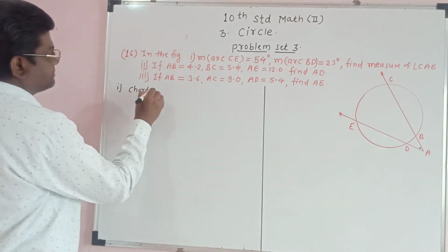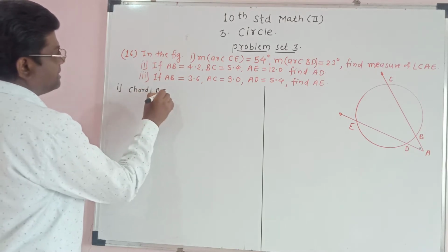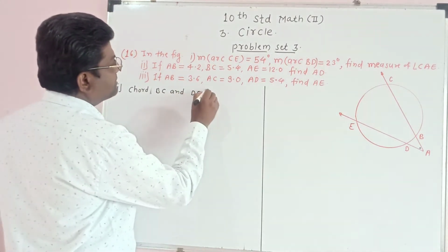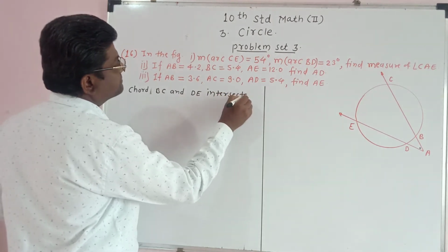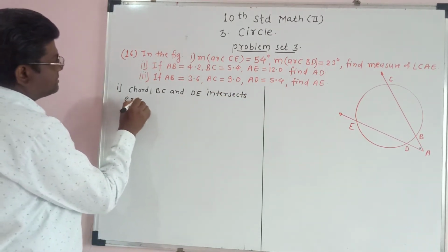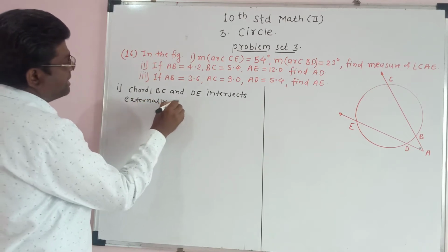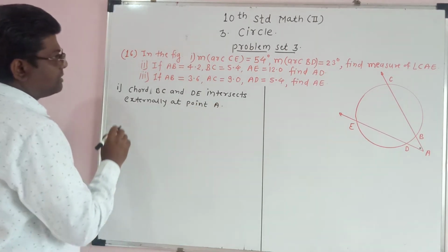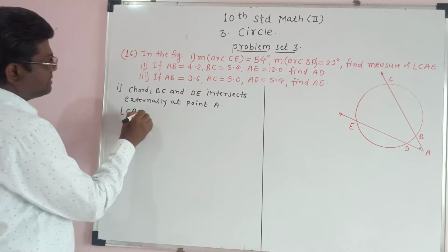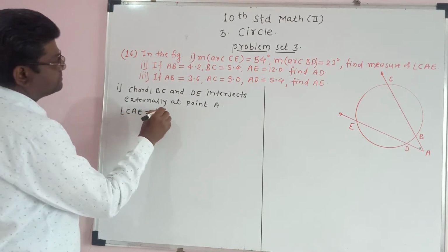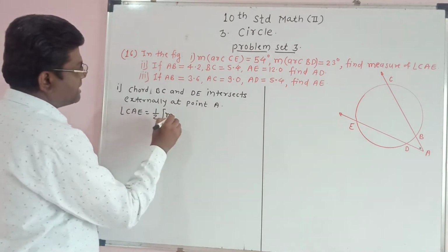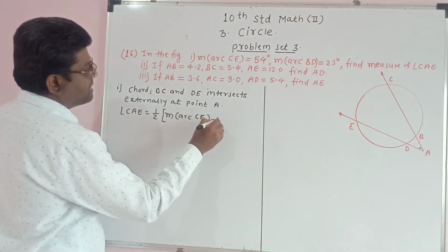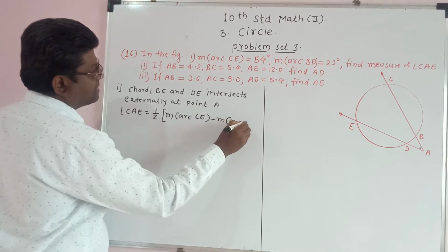Therefore, number 1: chord BC and chord DE intersect externally at point A. Now angle CAE is equal to half in bracket measure of arc CE minus measure of arc BD.